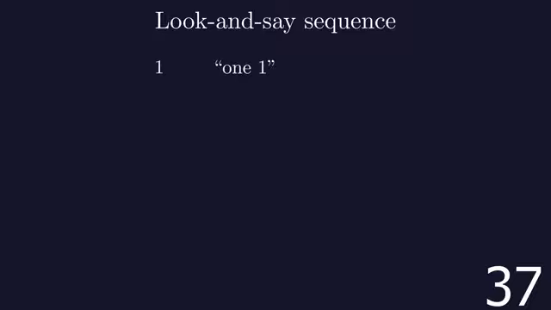We see one digit 1, so the next term is 1, 1. In the second term, we see two digits 1, so the next term is 2, 1. Next we see one digit 2 and one digit 1, so the next term is 1, 2, 1, 1.